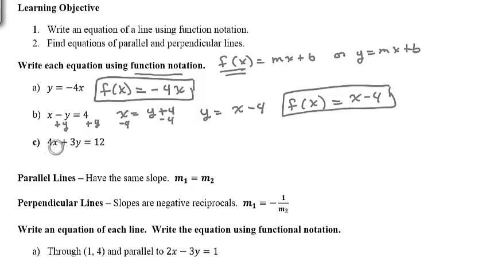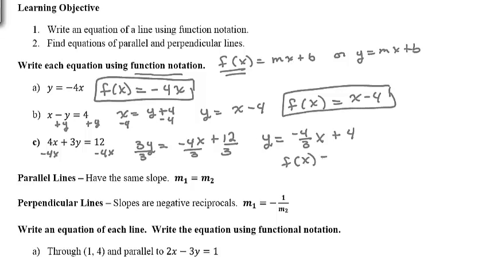In the next one here, we have 4x plus 3y equals 12. So we want to get this y alone. So we're going to subtract 4x from both sides. That gives us 3y equals negative 4x plus 12. And then we need to divide everything by 3 to get this y completely alone. So just make sure that you remember to divide everything in the equation by 3. That gives us y equals negative 4/3 x, and then plus 12 divided by 3 is 4. And then just replace the y with f of x. So we're going to have f of x equals negative 4/3 x plus 4.